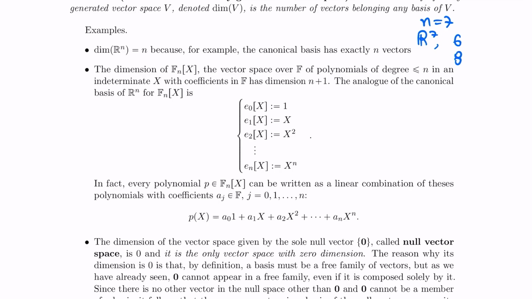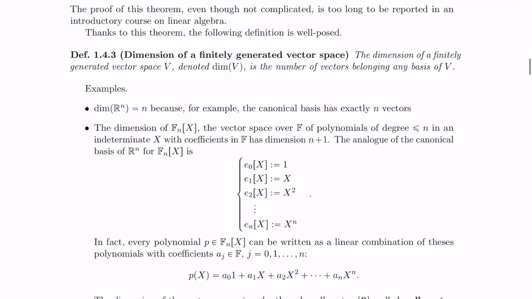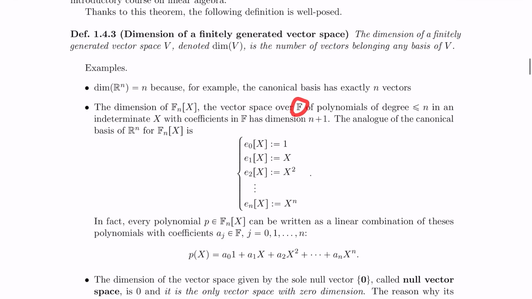of linearly independent vectors. Let's now consider the vector space over the field F of polynomials of degree less than or equal to n in the indeterminate X. The dimension of this vector space is n plus 1. Pay attention, not n but n plus 1. The reason is that the analog of the canonical basis of Rn for this space is given by the set of these n plus 1 vectors of Fn of X.